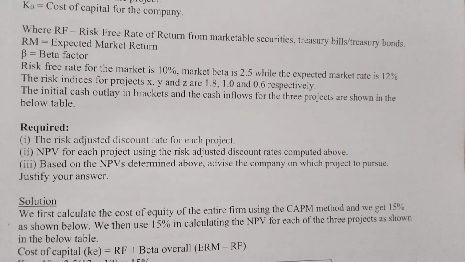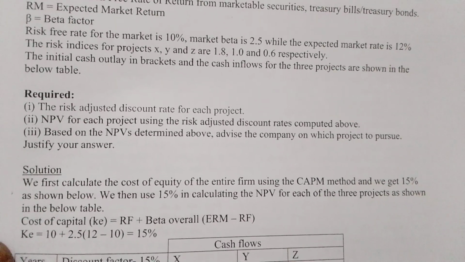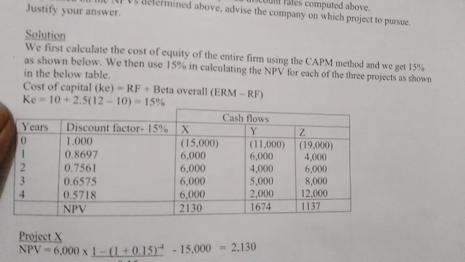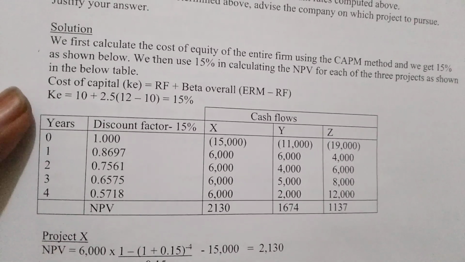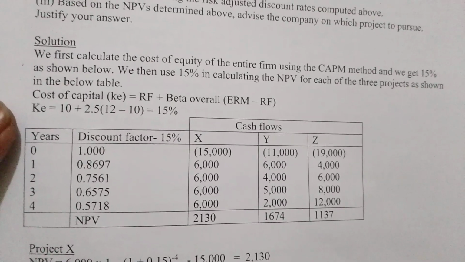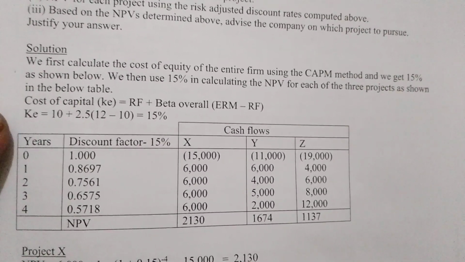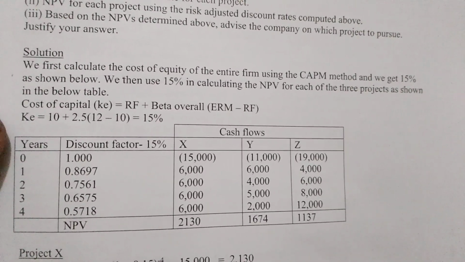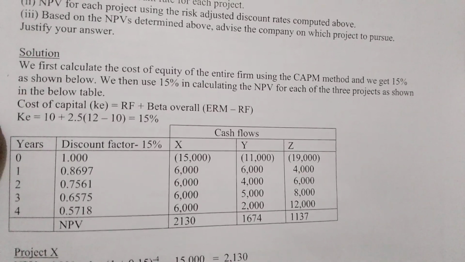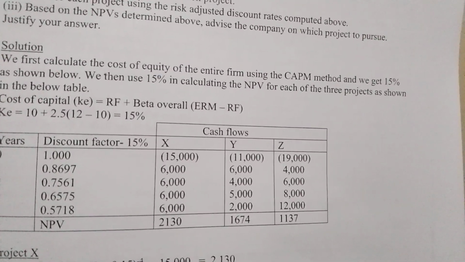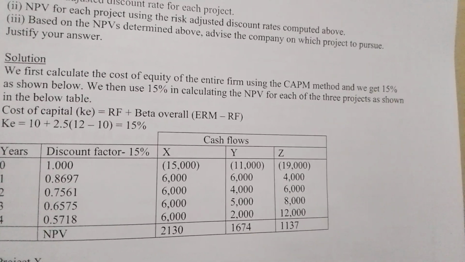Now that table is not appearing immediately. There was a small mistake there. The table, it is this table that we are referring to. So this table, which we are talking about, is the table whereby the cash flows for X is 15,000, which represents initial capital outlay, and then the cash flows from year 1 to year 4 is 6,000 for project X, and the net present value is 2160.